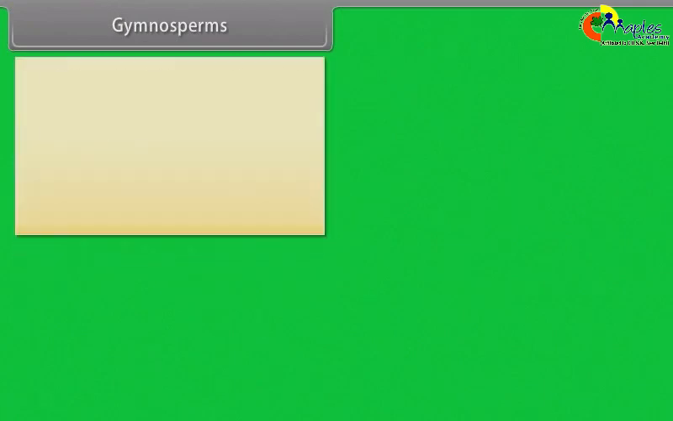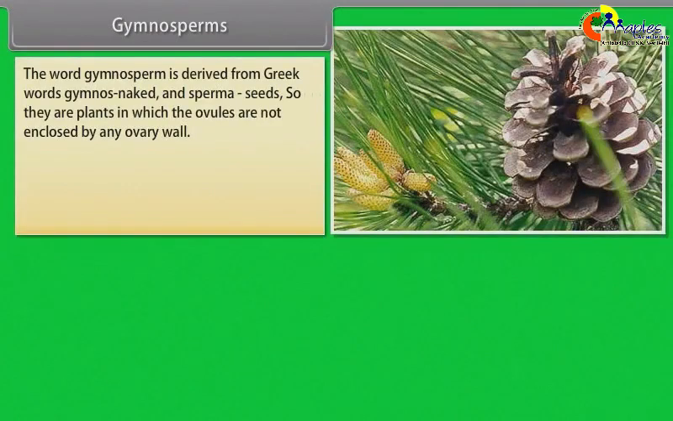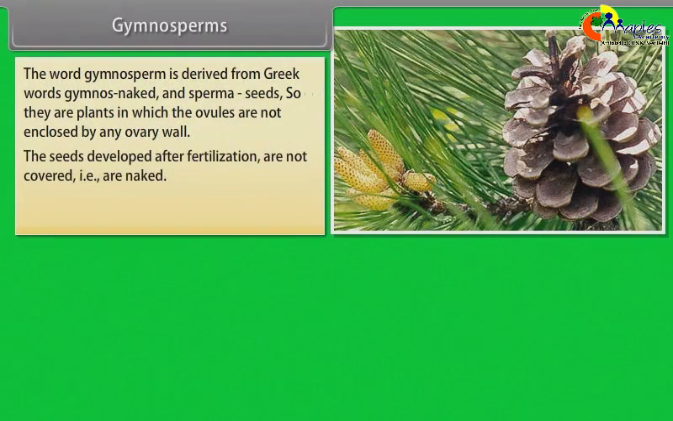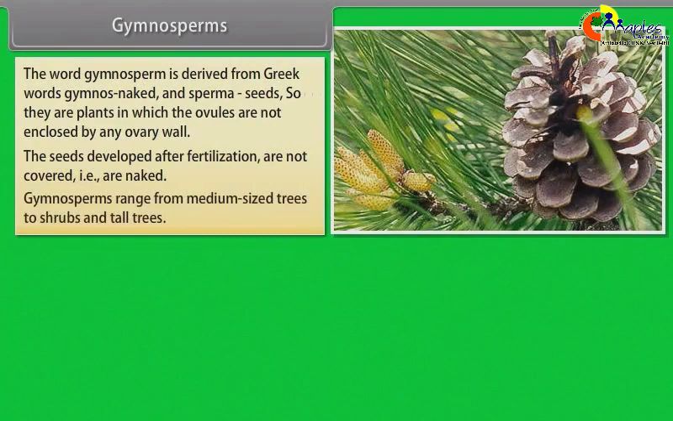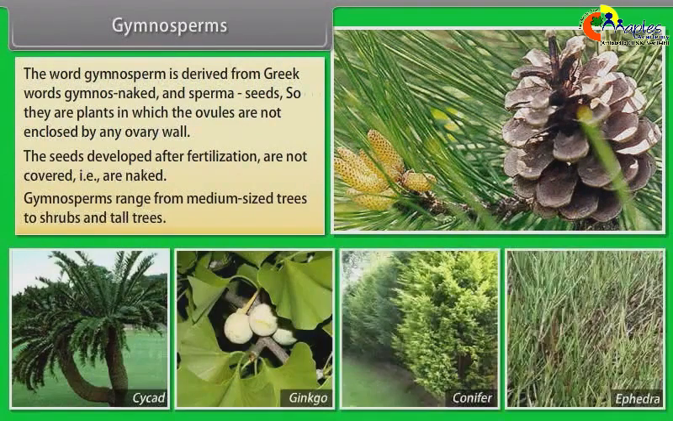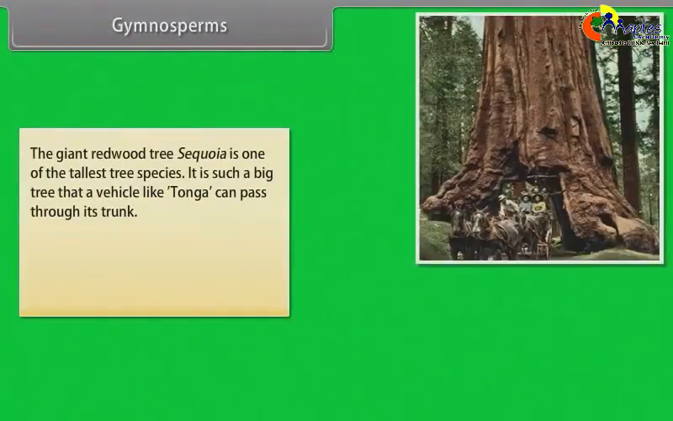Gymnosperms. The word gymnosperm is derived from the Greek words gymnos, naked, and sperma, seeds. So they are plants in which the ovules are not enclosed by any ovary wall. The seeds that develop after fertilization are not covered, that is, they are naked. Gymnosperms range from medium-sized trees to shrubs and tall trees. The giant redwood tree Sequoia is one of the tallest tree species. It is such a big tree that a vehicle like a tonga can pass through its trunk.